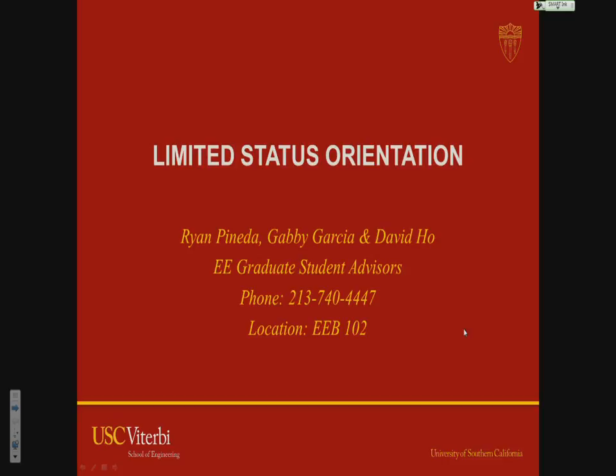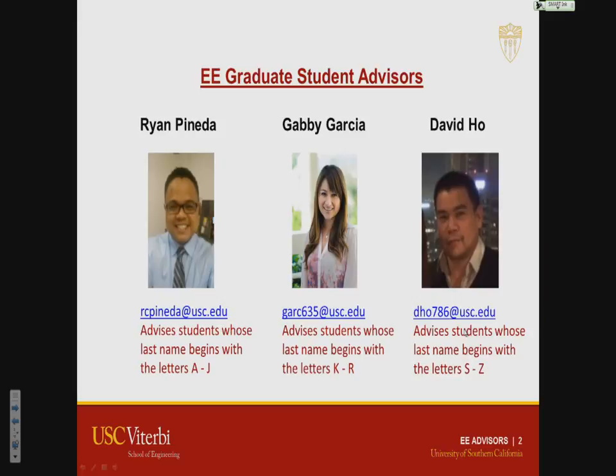Again, my name is Gabby Garcia, and I'm here with my colleagues Ryan Pineda and David Ho, and we are the EE Graduate Student Advisors for the Electrical Engineering Program. For students with the last name A through J, your academic advisor is going to be Ryan Pineda. For students with the last name K through R, your academic advisor is going to be Gabby Garcia. And for students with the last name S through Z, you will be with me, David Ho.